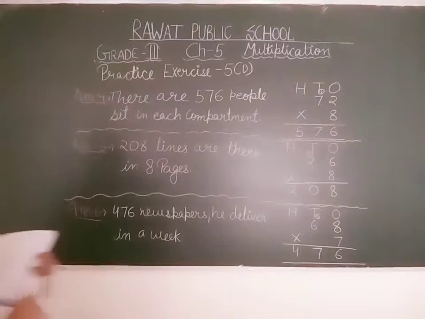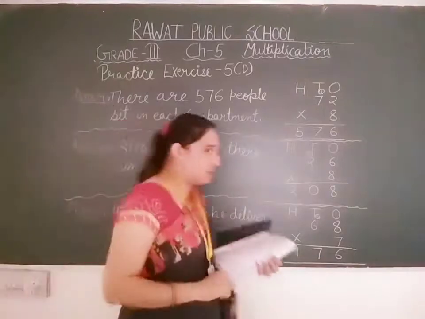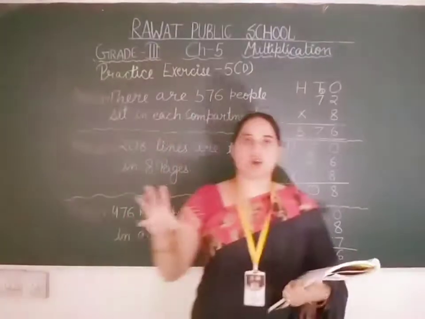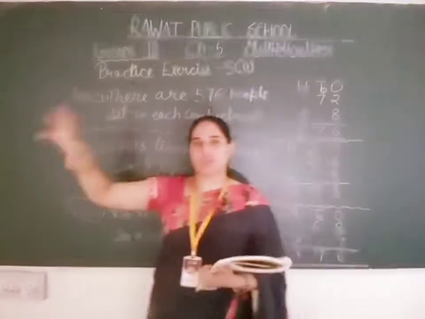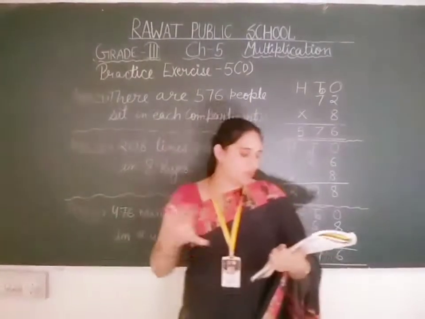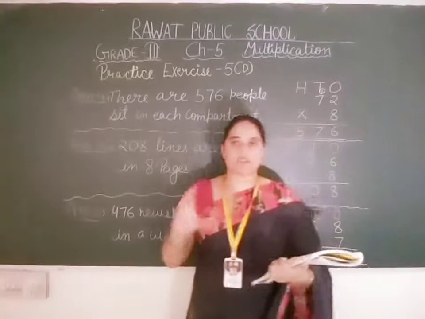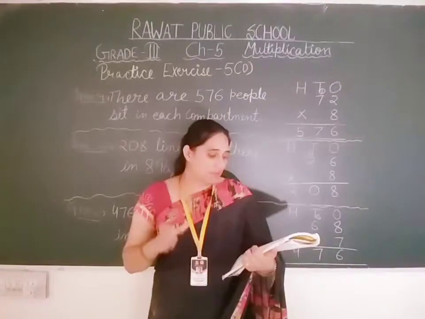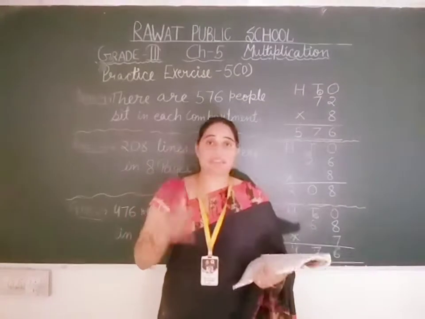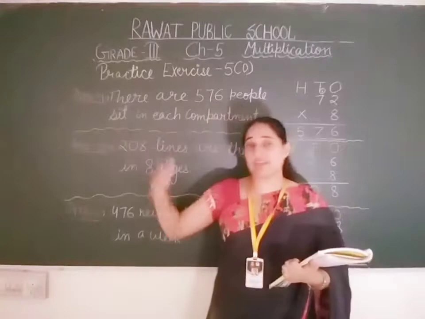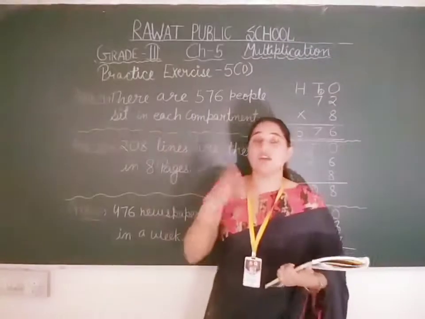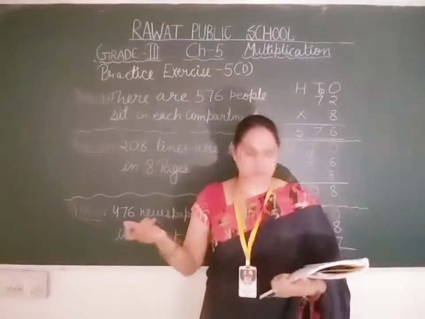72 people can sit in a train compartment. Compartment means a box, a train box, you can say a train bogie. 72 people can sit together in a train compartment. How many people can sit in 8 such compartments? If we have total 8 compartments in one train, how many people can sit in 8 compartments?